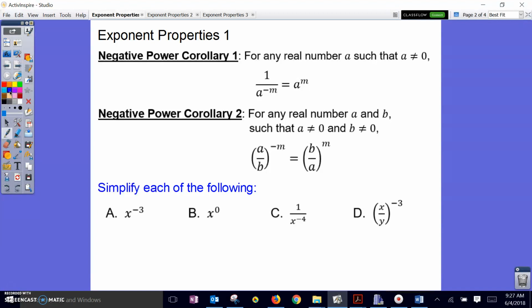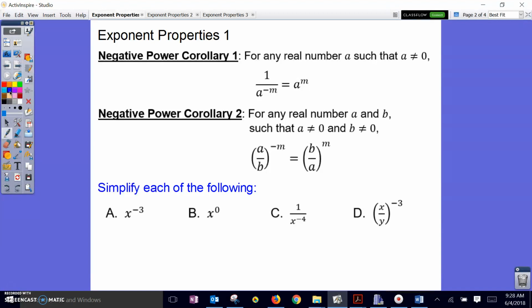Okay? And the second corollary: for any real numbers a and b such that a doesn't equal 0 and b doesn't equal 0, when we have the fraction a over b to the negative m, that's equal to b over a to the m. So when we have a fraction raised to a negative power, in order to simplify it, we can just invert the fraction, or flip it, and change the power from a negative to a positive. All right, so let's apply these properties.